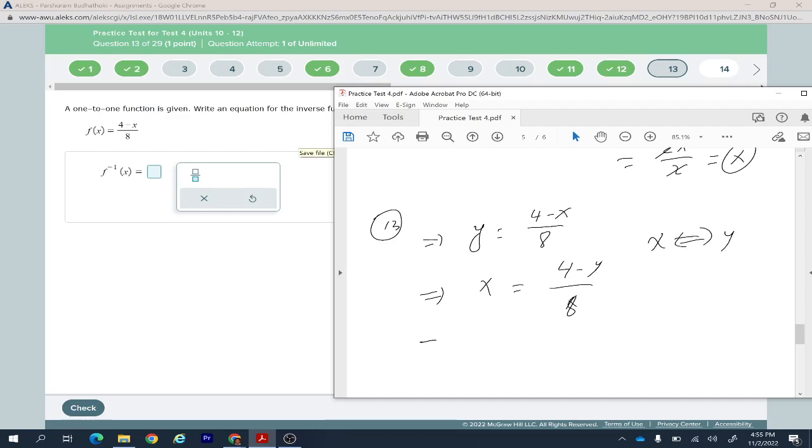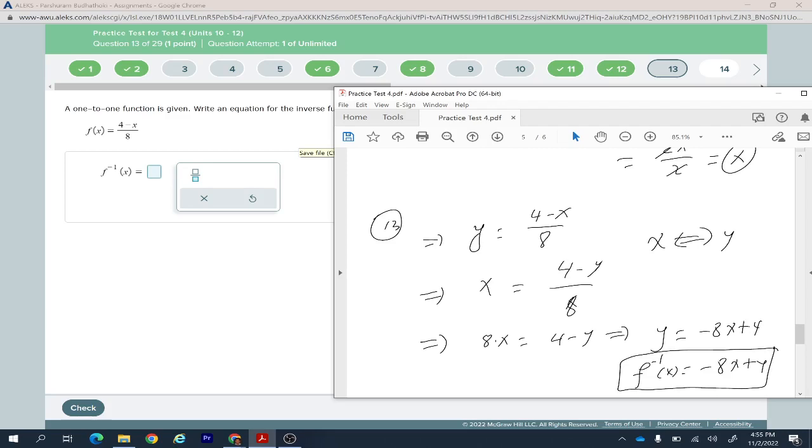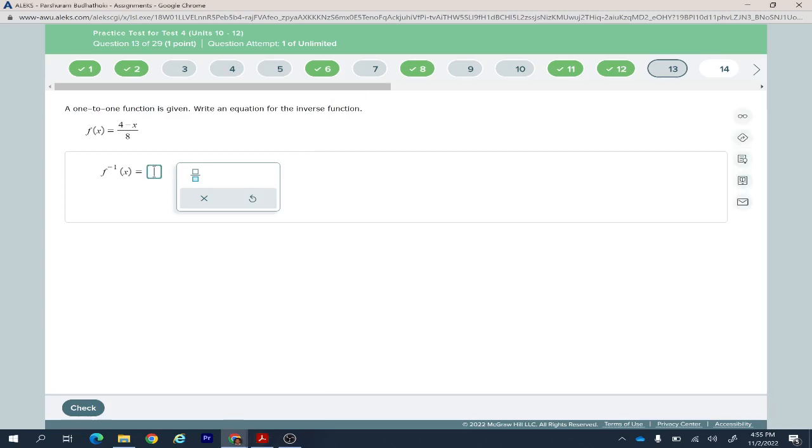Eventually solve for y. For solving for y, just multiply both sides by 8, and then eventually y is equal to, if I bring y to this side and 8x to that side, negative 8x plus 4. So this y is our inverse of the original function. So that is our inverse function, negative 8x plus 4.